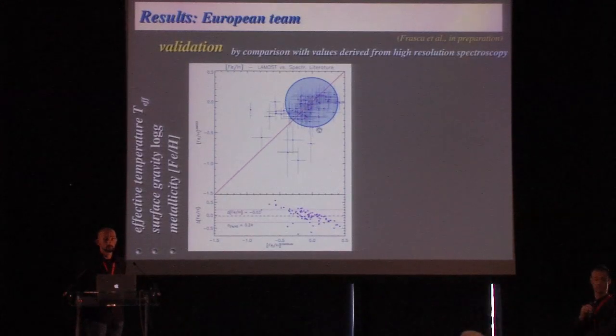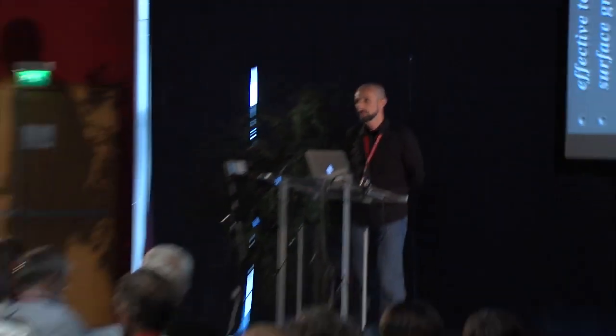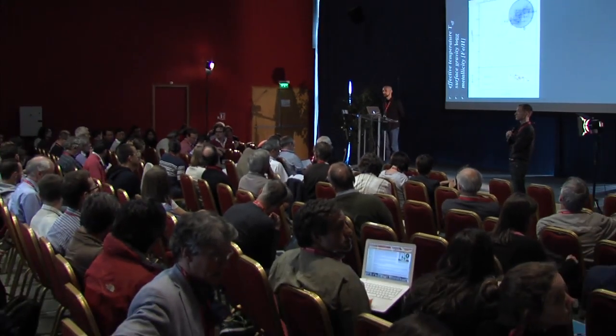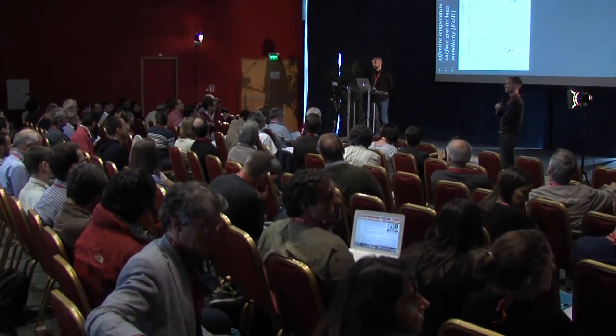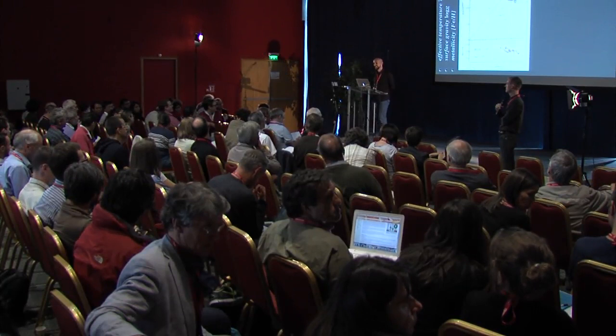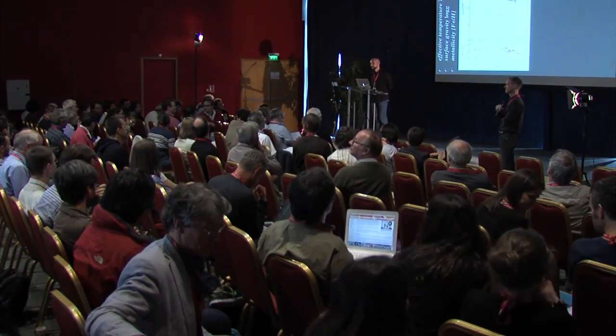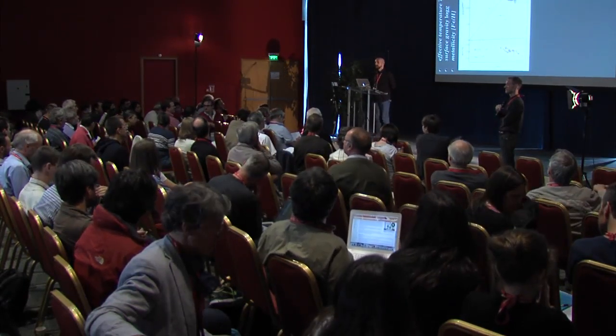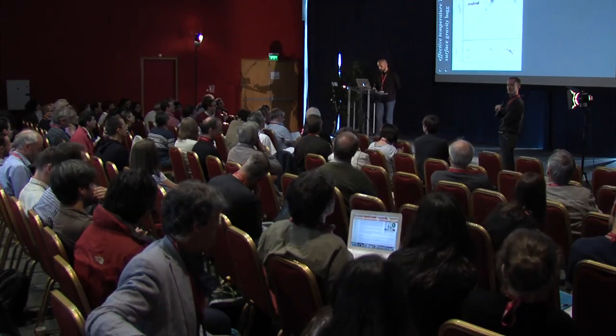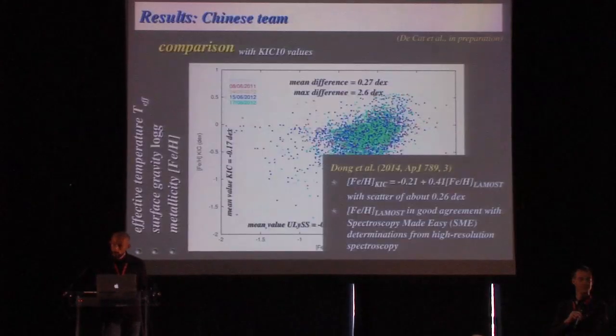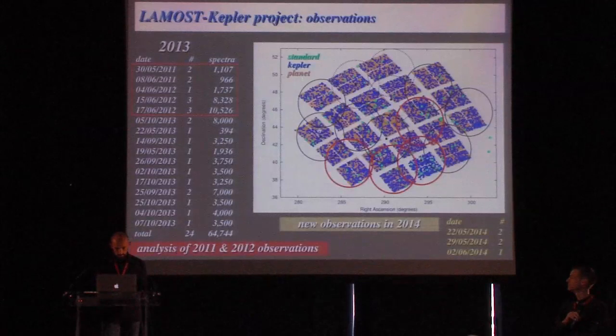Yeah, two questions. One, do you happen to know offhand if any RR Lyrae stars or SX Phoenicis stars were observed? And secondly, how many spectra do you have of your individual objects? How many repeat observations?